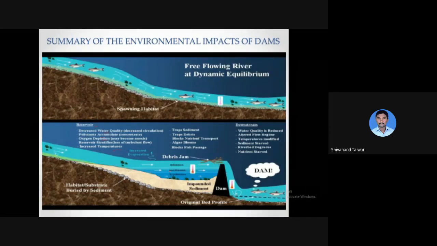Here in this diagram you can get the clear picture. Here you can see the debris. After construction of the dam, in the downstream, water quality will be reduced, altered flow regime, nutrient starved. Then the fish, their habitats will be reduced.